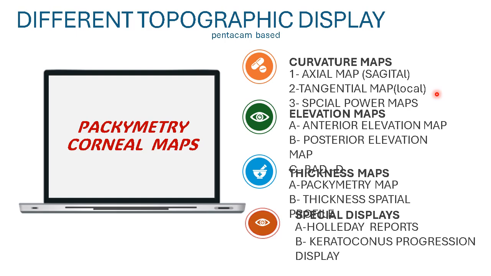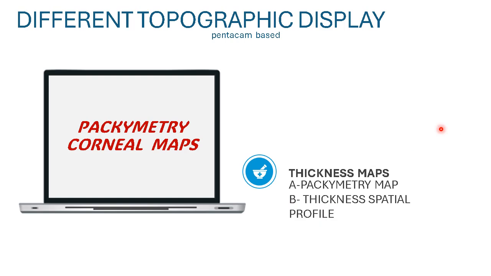Now, after we have finished the curvature maps, the axial and the tangential map, and the true net power maps, we finished the elevation maps with the anterior and posterior elevation maps using the best fit sphere and the best fit toric ellipsoid. And we studied also the Belin-Ambrosio display. Now, the next session will be regarding the corneal thickness, as either the pachymetry map or the thickness spatial profile.